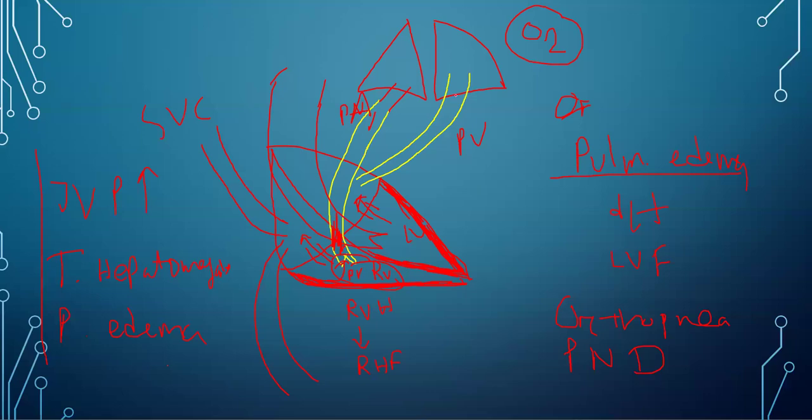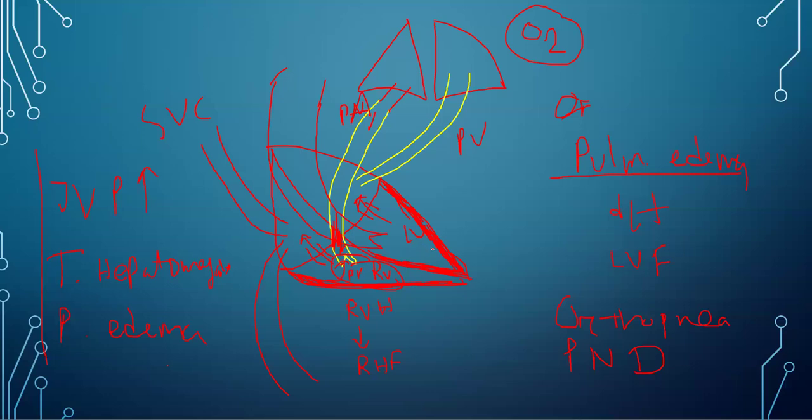Sorry. So most of the time it is the left heart failure which causes the right heart failure. That's what I wanted to show you: that if a patient gets right heart failure, most of the time the cause is left ventricular failure or left heart failure.